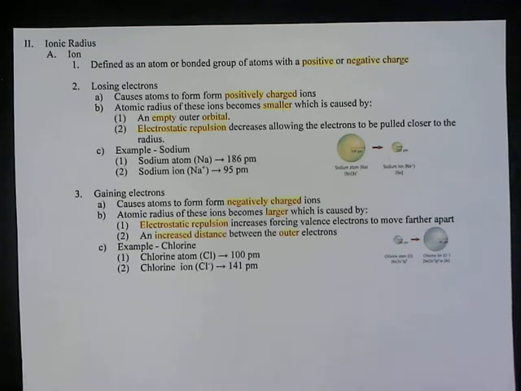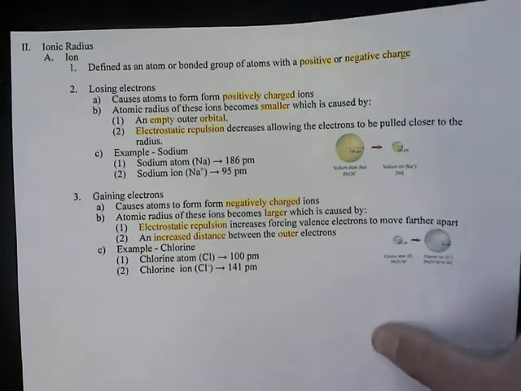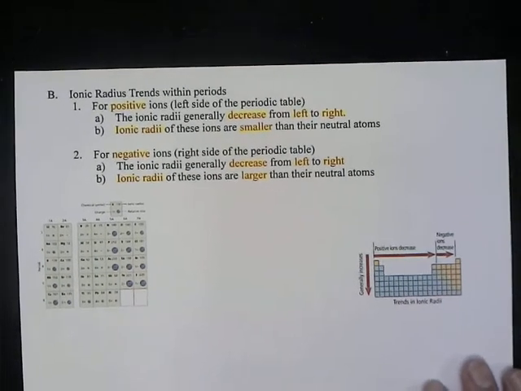All right, so let's go through this and talk about our ionic radius trends. We're going to break it down between positive and negative ions.